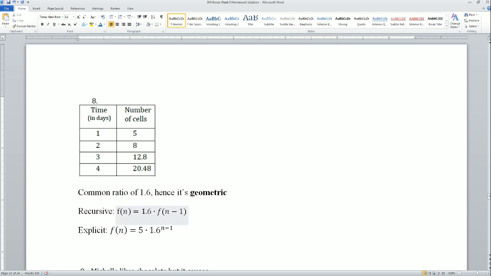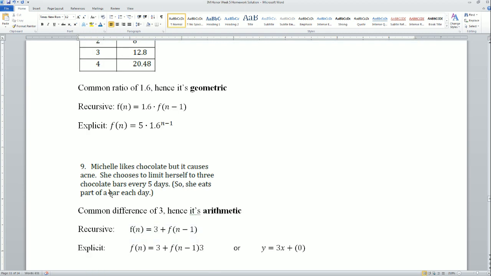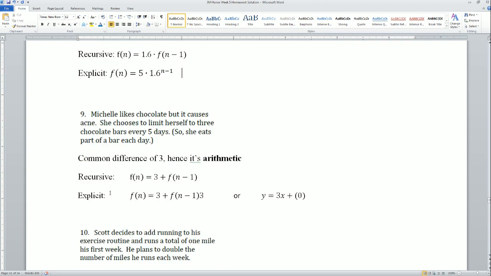The recursive, again, 1.6 is the r, times that by the previous term. The explicit, the first term, which is 5, times the common ratio, which is 1.6, to the power of n minus 1.